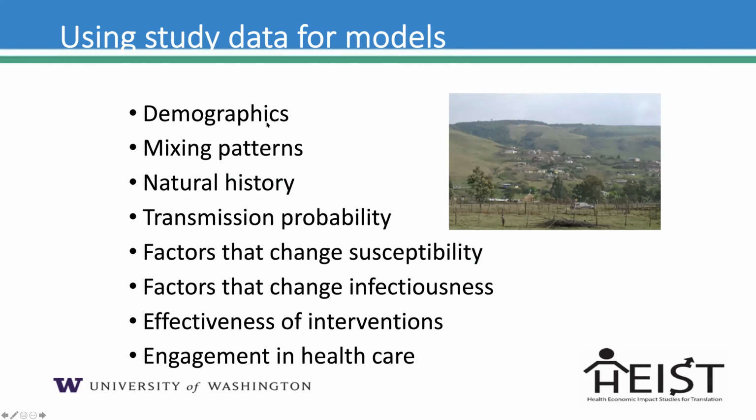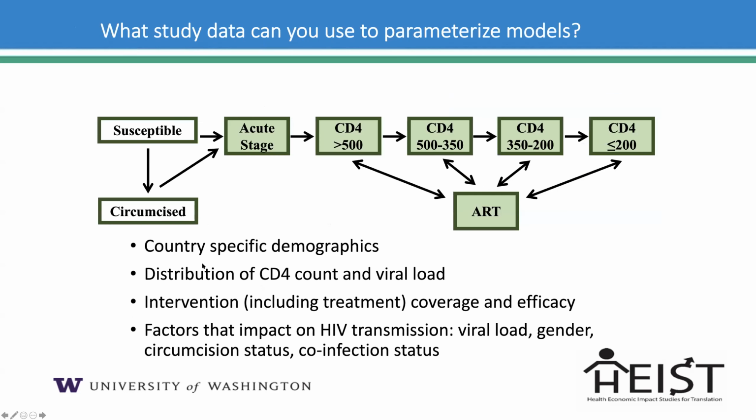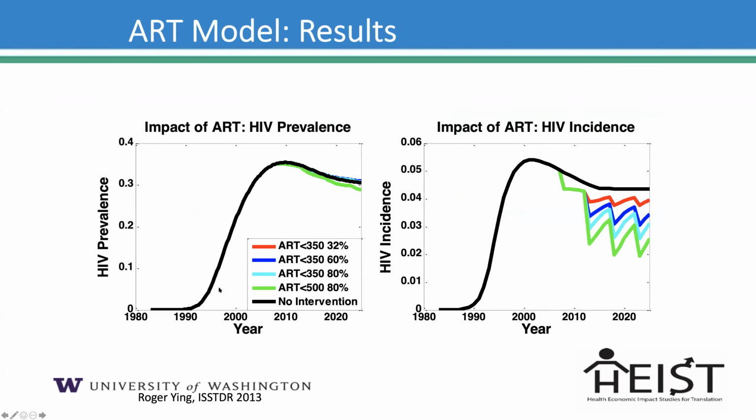And we were able to gather all these data from the randomized control trials to include in models. And these data from the study population used demographics, mixing patterns, natural history, transmission probability, factors that change susceptibility and infectiousness, and most importantly, the effect of the intervention. And we also had data on engagement in healthcare from the study. So we used the study data to parameterize this model, and it gave us the expected impact on HIV prevalence.